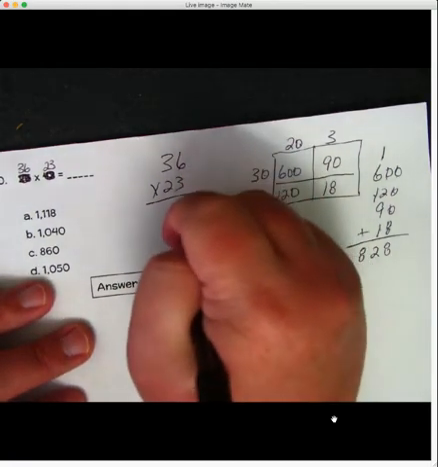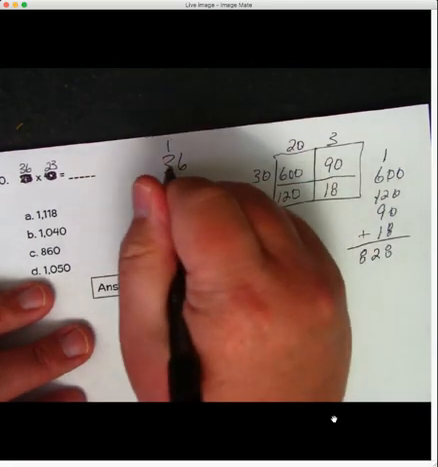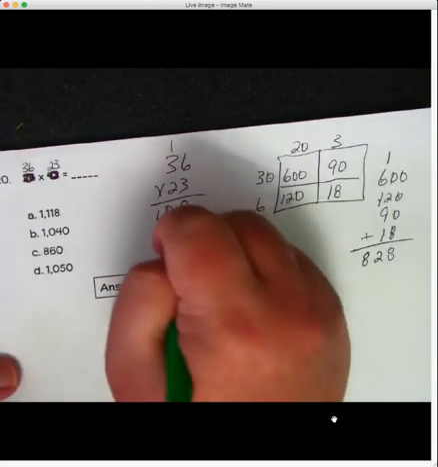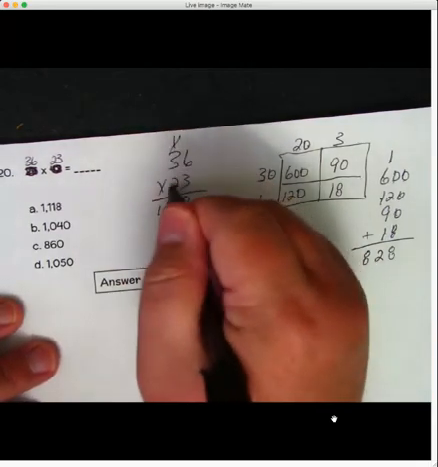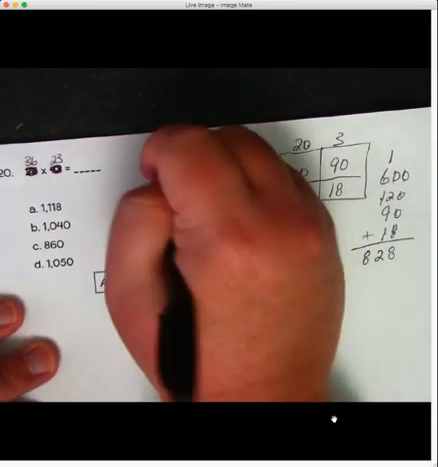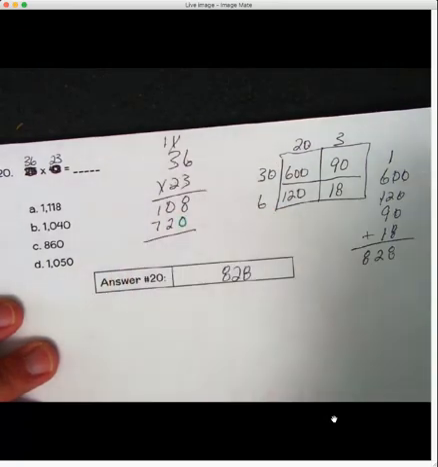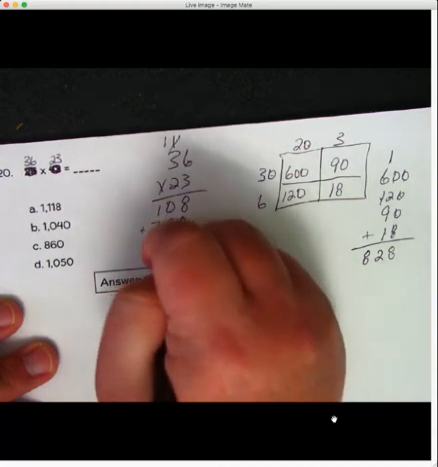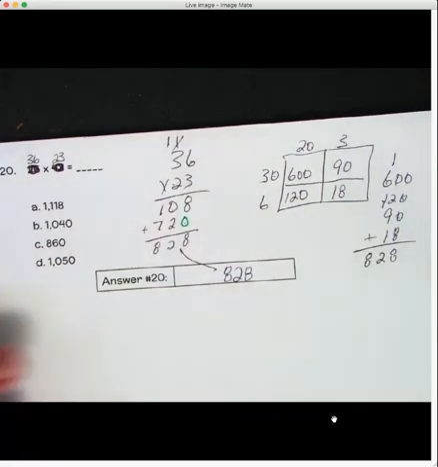3 times 6 is 18. Put our 8 down. Carry our 1. 3 times 3 is 9, plus 1 is 10. Moving to the 10 spot, so I'm putting my magic 0 down. 2 times 6 is 12. Put my 2 down, carry my 1. 2 times 3 is 6, plus that 1 is 7. And we add. 8 plus 0 is 8. 0 plus 2 is 2. 1 plus 7 is 8. We get the same answer, so we got it right, 828.